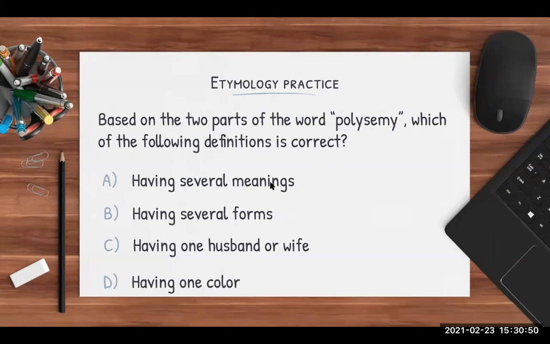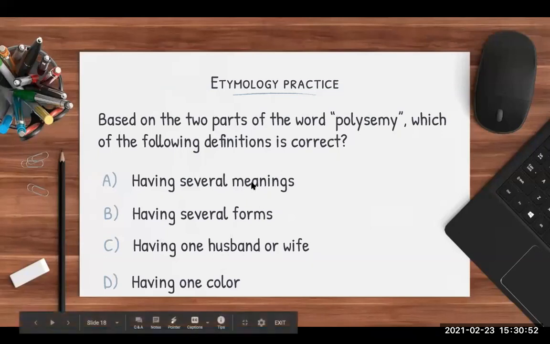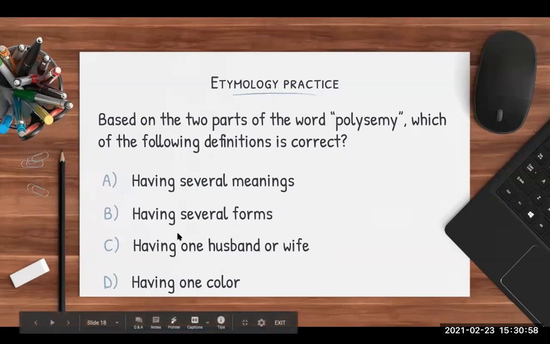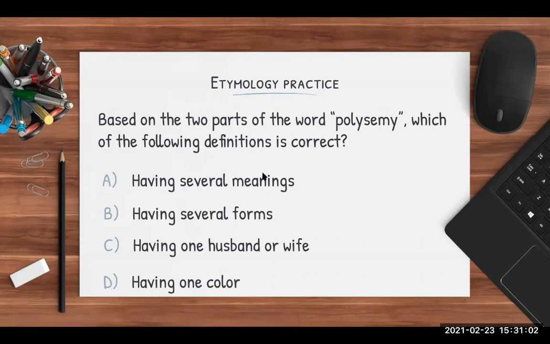in general, we can look at this list and say that having several meanings or several forms makes more sense than having one because poly means many. So we can eliminate these last two. And then we've got the question between meanings and forms. And sem, this is probably a lesser known piece of etymology. But if we brush up on it, or if we just think of words that sound similar, we could come to semantics or things like that.